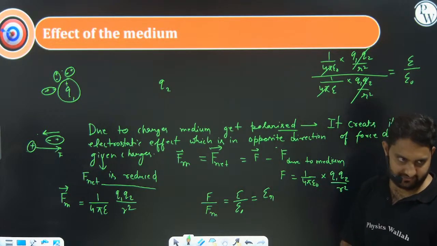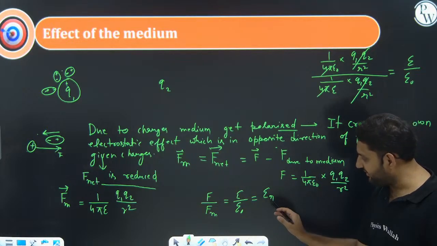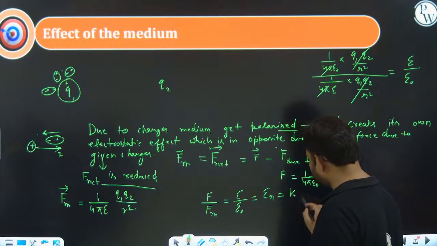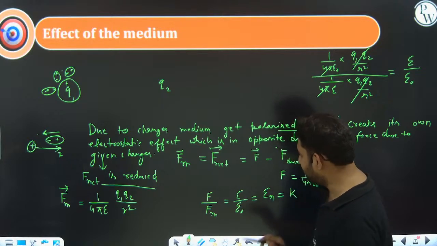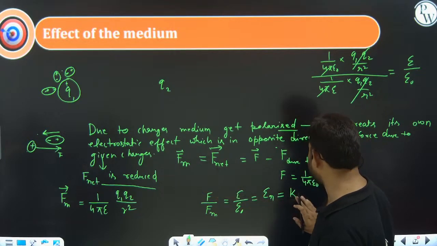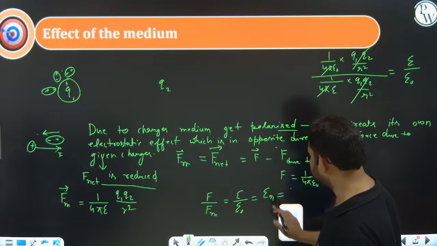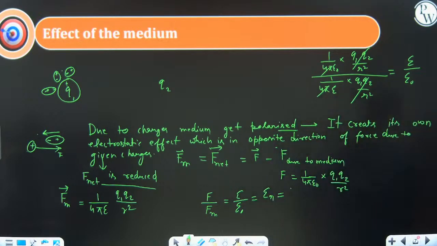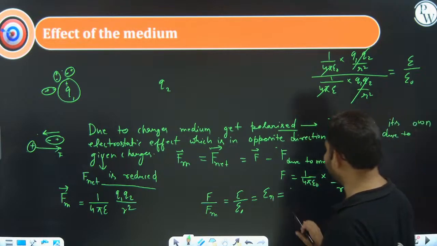This epsilon upon epsilon naught is called relative permittivity. This is permittivity, but this is relative permittivity, and it is also represented by the letter K. But this K is actually different from the other K. That's why instead of using K, we use epsilon r, so that both of the Ks can be different. This is also a constant, called relative permittivity.